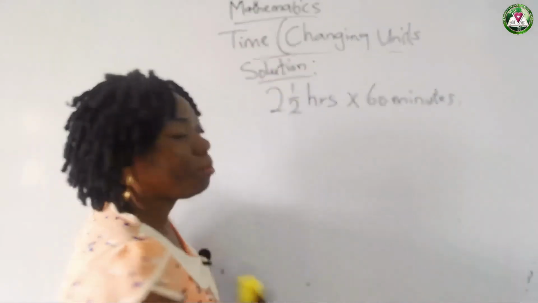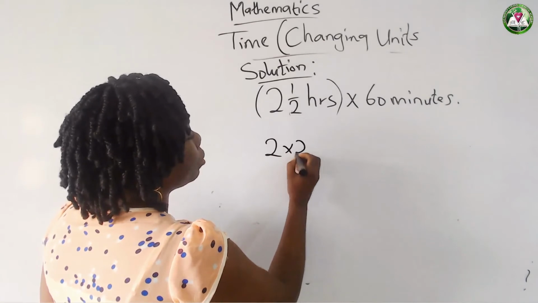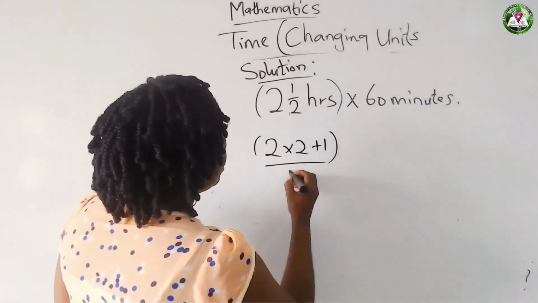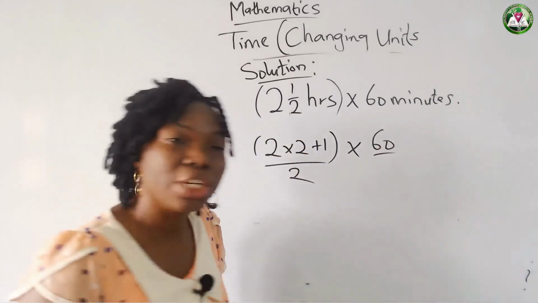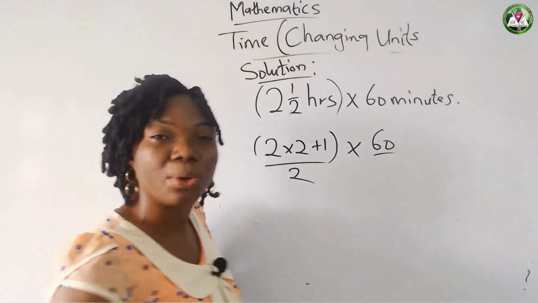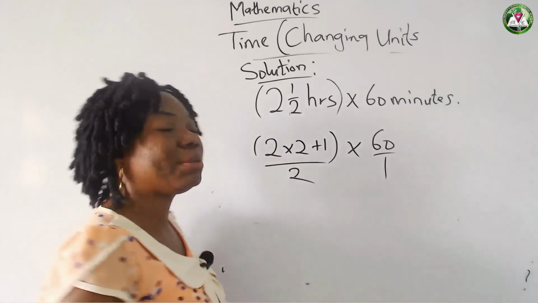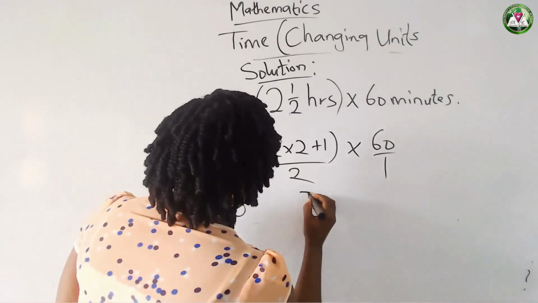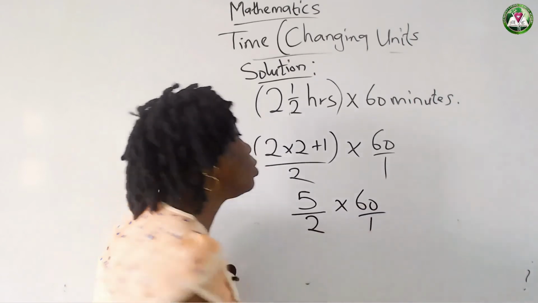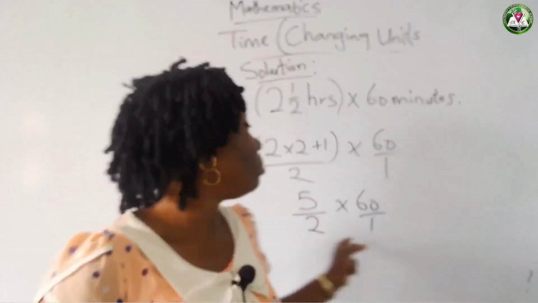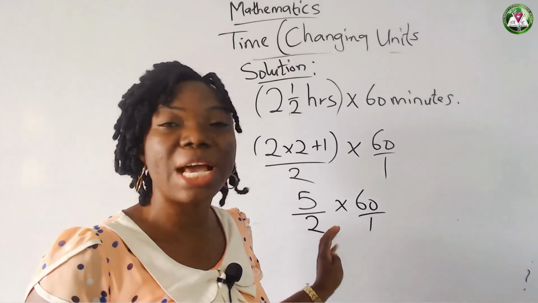Therefore, we'll multiply 2 times 2 plus 1 all over 2, times 60. We have to change the 60 to a fraction, so we give it a denominator, which is what? 1. Is that clear? Now 2 times 2 gives us 4, plus 1, 5. We have 5 over 2 times 60 over 1. Now we are going to multiply. What we are left with is what? We now have 2 fractions.